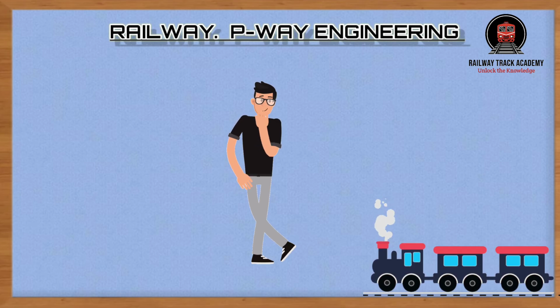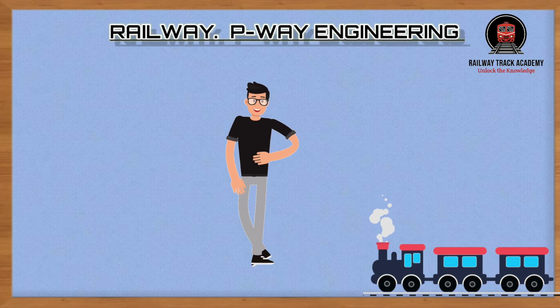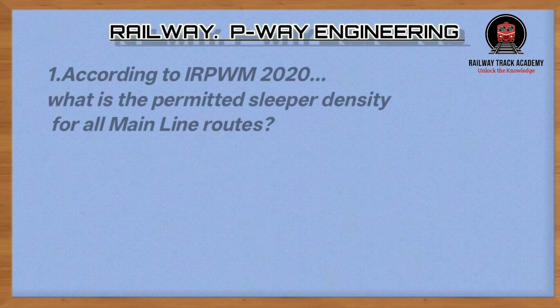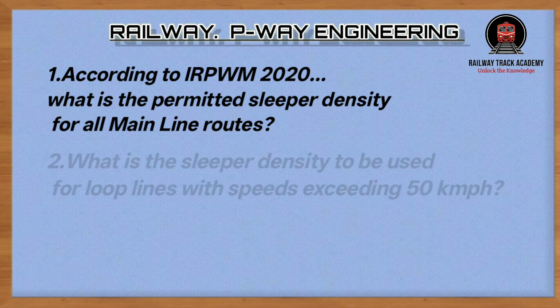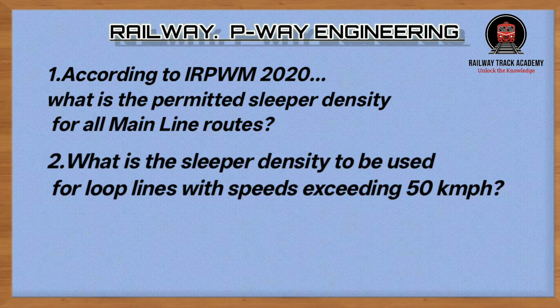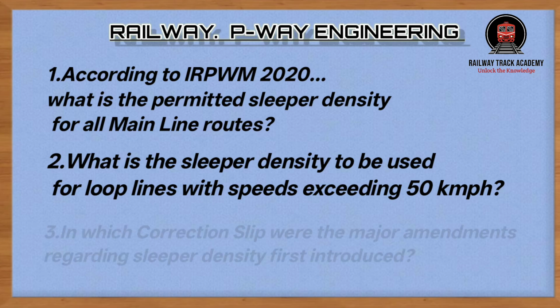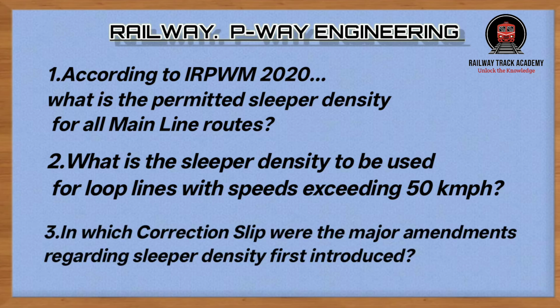These are the fundamental facts about sleeper density. Now, let's look at some important questions for departmental exams. 1. What is the permitted sleeper density for all mainline routes according to IRPWM 2020? 2. What is the sleeper density for loop lines with speeds above 50 kmph? 3. In which correction slip were the major sleeper density amendments first introduced?